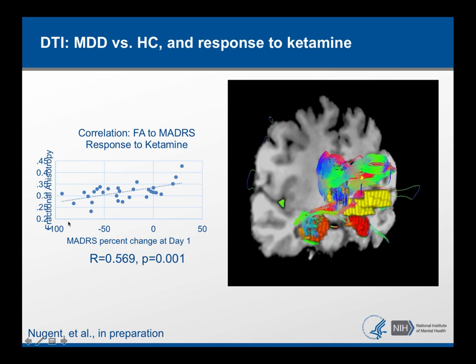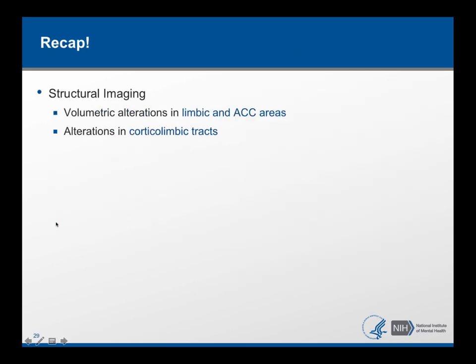But when we look at those tracks that were significantly different between the right amygdala and the subgenual anterior cingulate and correlate those with subsequent treatment response to ketamine, we also find a nice correlation between fractional anisotropy and the percent change in MADRS score. And specifically, the subjects who had the lowest fractional anisotropy, so that would be the least healthy white matter, were the ones who had the greatest reduction in their antidepressant symptoms following ketamine.